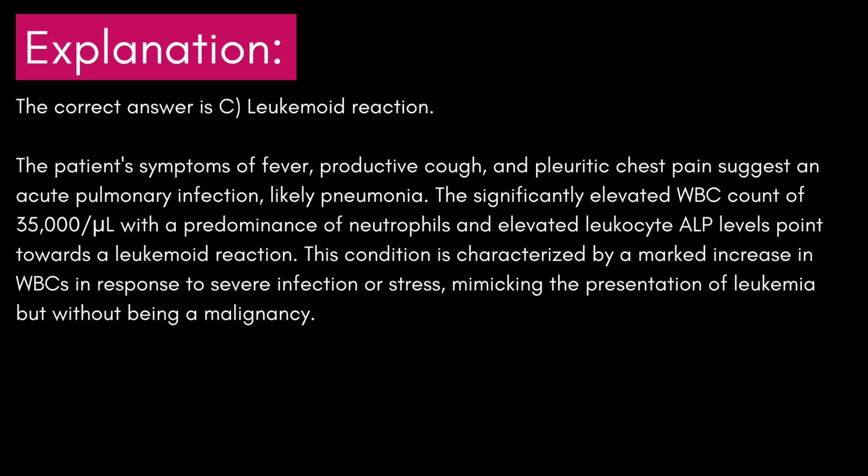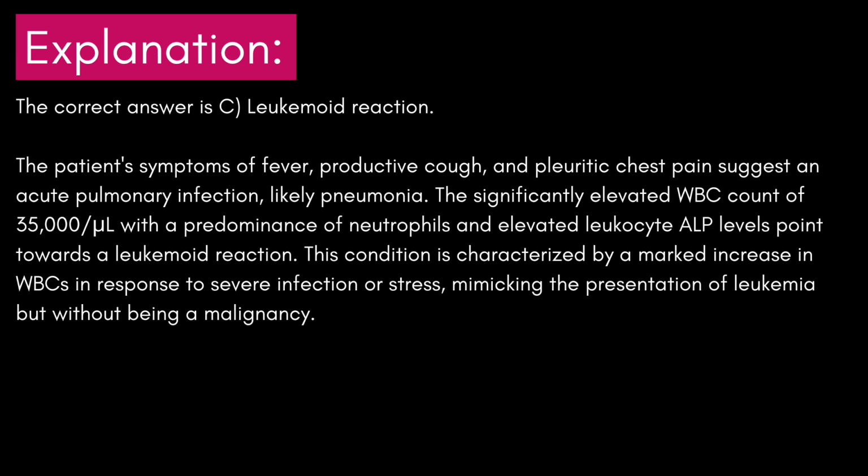The patient's symptoms of fever, productive cough, and pleuritic chest pain suggest an acute pulmonary infection, likely pneumonia. The significantly elevated WBC count of 35,000 per microliter with a predominance of neutrophils and elevated leukocyte ALP levels point towards a leukemoid reaction. This condition is characterized by a marked increase in WBCs in response to severe infection or stress, mimicking the presentation of leukemia but without being a malignancy.